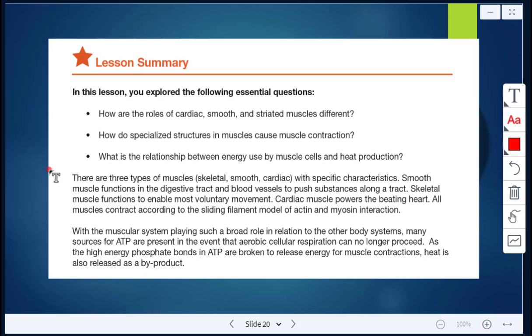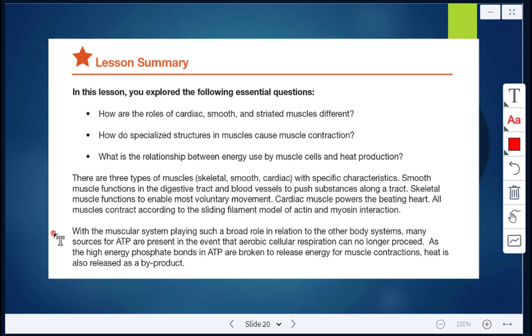So in this summary then, the three types of muscles, the skeletal, smooth, and cardiac, have specific characteristics. We know that the smooth muscle is found in the digestive tract and in the blood vessels, and it pushes substances along a tract. The skeletal muscle functions in our voluntary movement. Cardiac muscle is found in the heart. And all these muscles contract according to the sliding filament model of actin and myosin interaction.